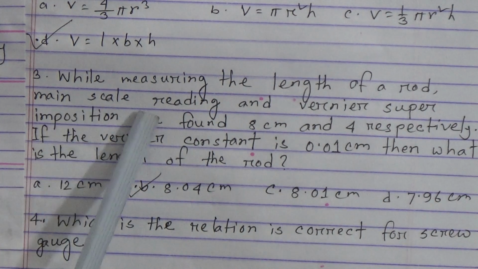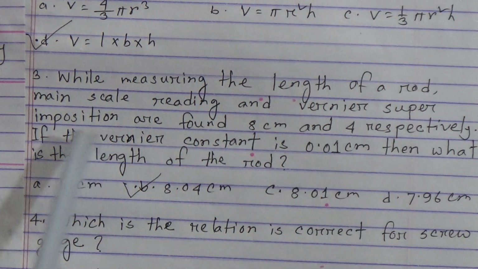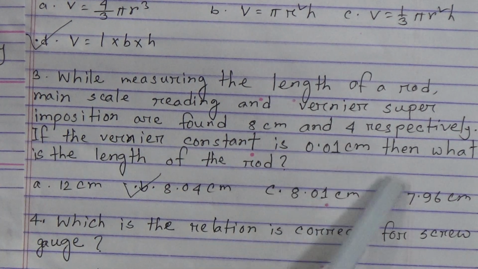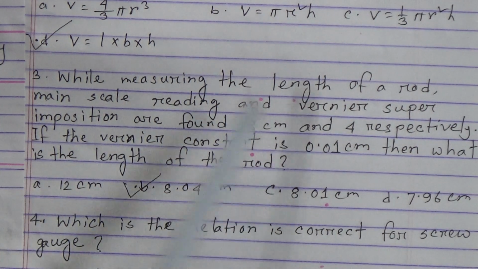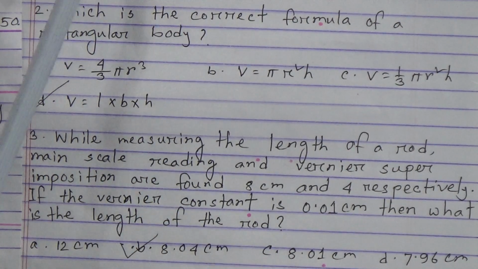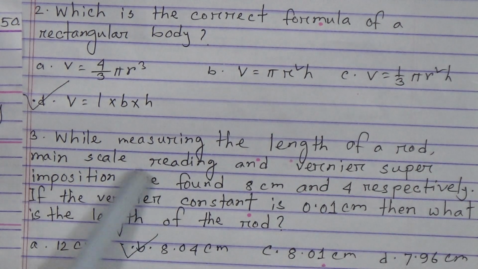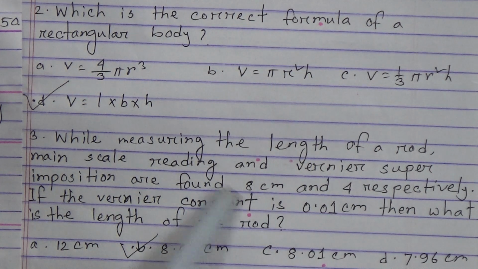Okay, now number 3. While measuring the length of a rod, main scale reading and vernier superimposition are found 8 cm and 4 respectively. If the vernier constant is 0.01 cm, then what is the length of the rod? My dear students, this is similar to number 1. We will use the formula M plus V into VC, and this one is practice at your home. Option A 12 centimeter, option B 8.04 centimeter, option C 8.01 centimeter, and D 7.96 centimeter.